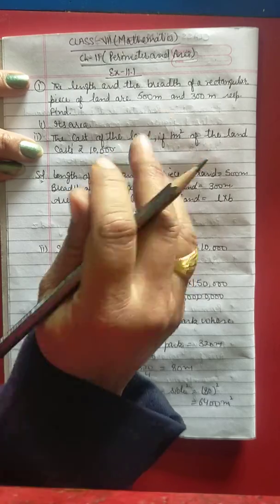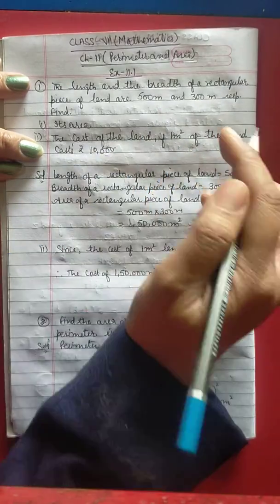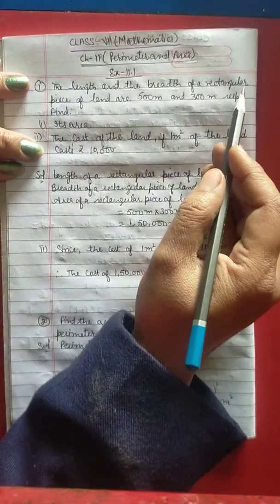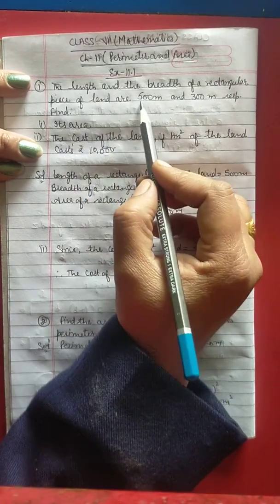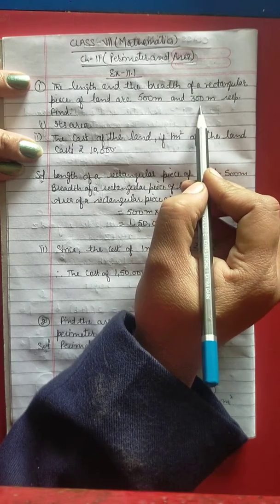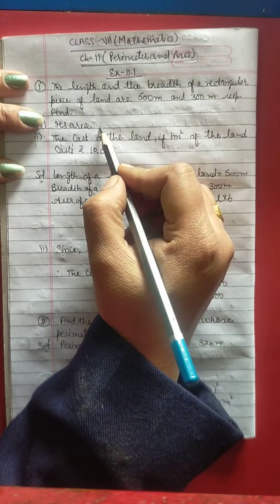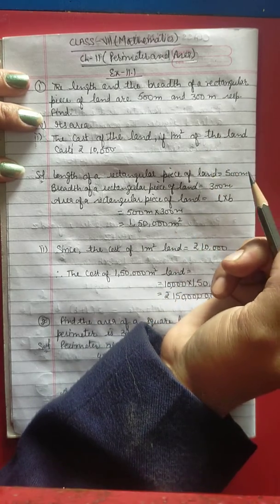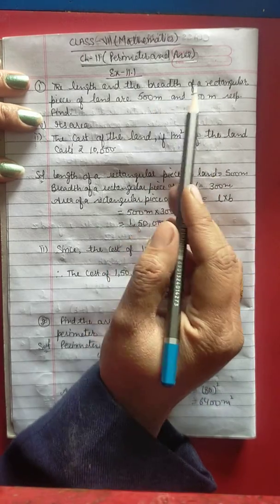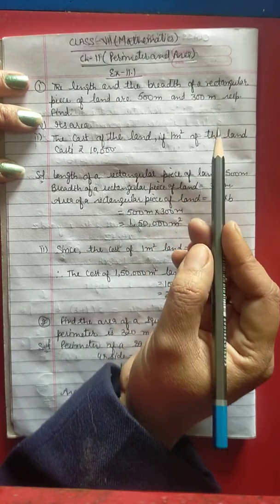What is given to us here is a particular piece of land in the shape of a rectangle, and its length is 500 meter and breadth is 300 meter. First of all we have to find out the area, and as we know, how to find the area of a rectangle, we multiply both length and breadth. So let's start it now.